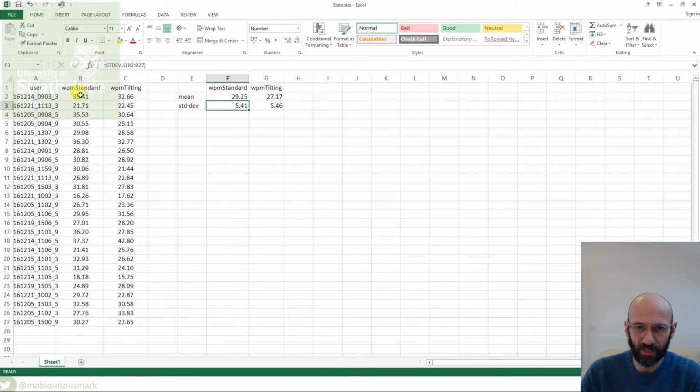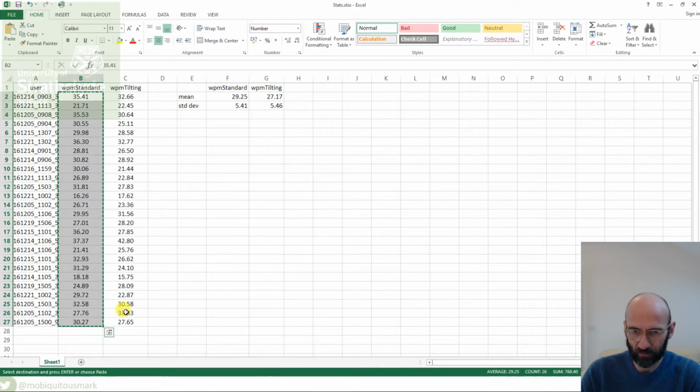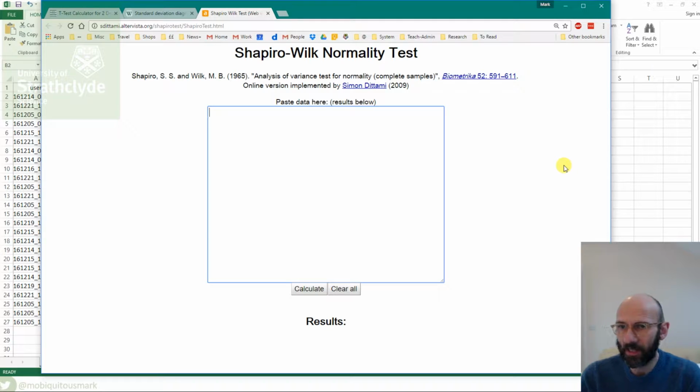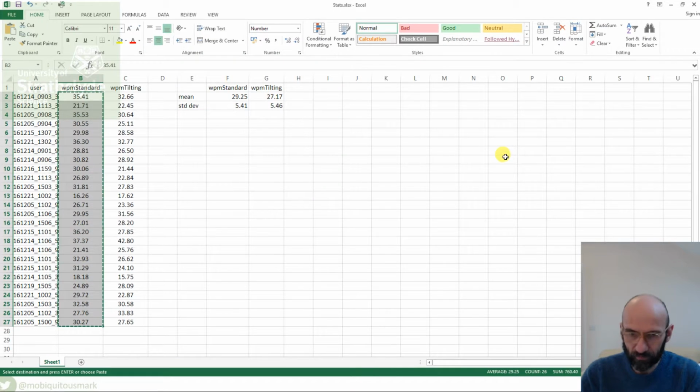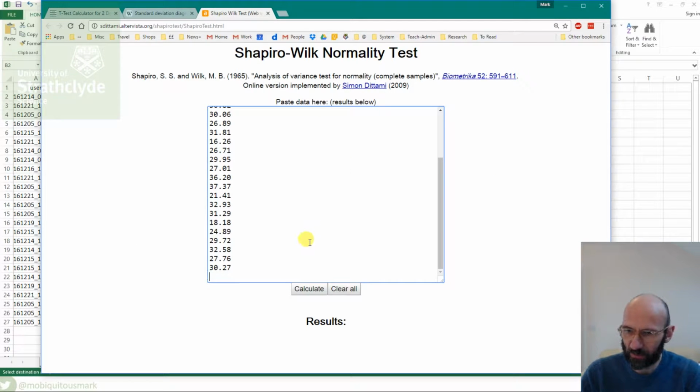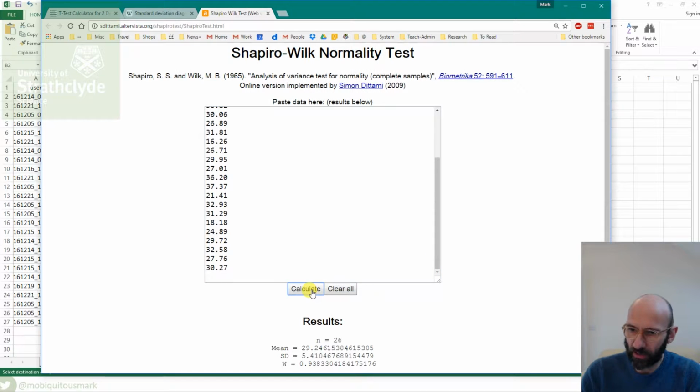So if I take my data, what a normality test does is it looks at a normal distribution and tries to say what's the probability that the data we've got comes from a normal distribution. So if we surveyed the whole population, we'd get a nice bell curve. What's the probability that our data could come from that nice bell curve? So you take your data, paste it in here, and hit calculate, and it does the Shapiro-Wilk test.